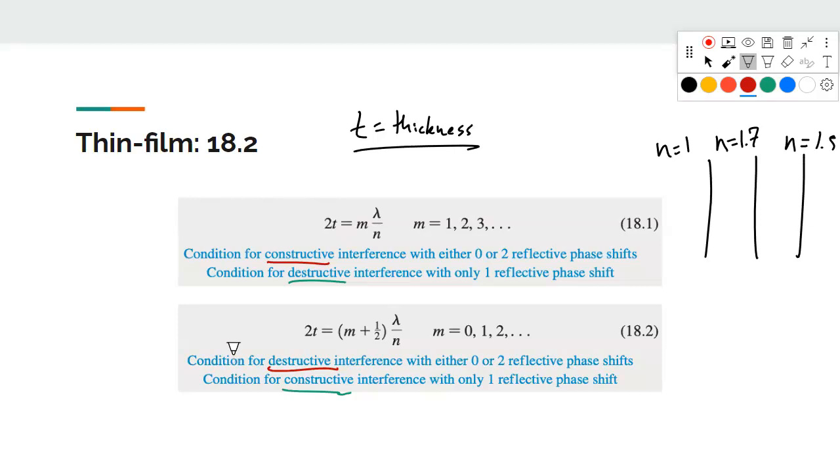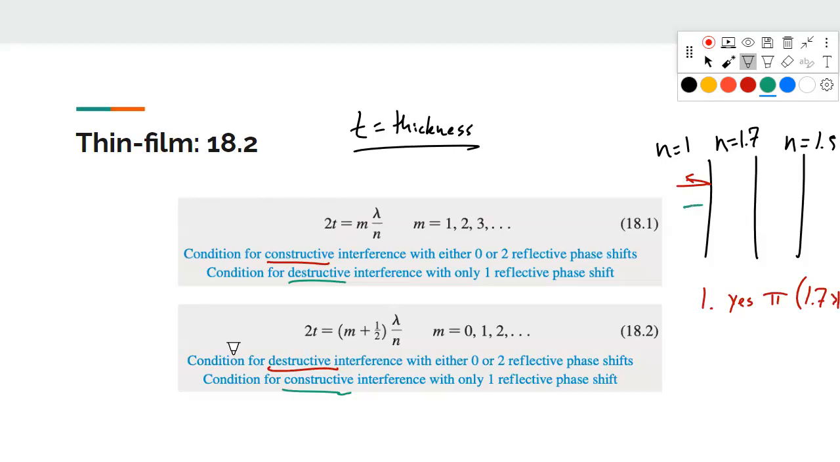So remember, we have the two types of wave here. The one that just reflects off the surface and comes back, let's call that wave 1. And here it does get a phase shift. Yes, it gets that pi phase shift because it's going from a low n to a high n. Here, yes, because 1.7 is greater than 1.